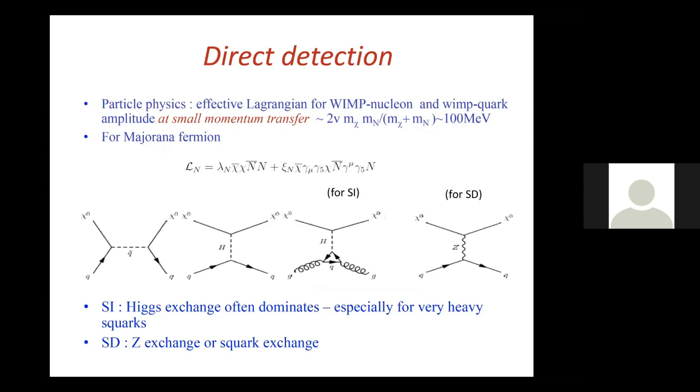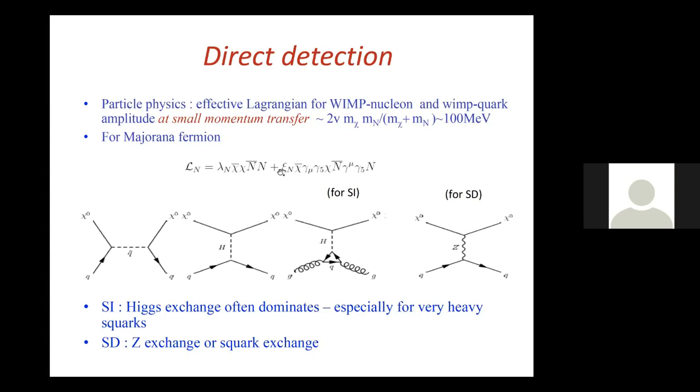From the particle physics side, since this interaction occurs at very small energy, it's actually possible to write generic effective Lagrangians for the WIMP-nucleon and WIMP-quark amplitude at small momentum transfer. The typical momentum transfer is given by the dark matter velocity, which is about one thousandth of the speed of light, times the reduced mass of the dark matter and the nucleon. And if you substitute, for example, a xenon nucleus, you end up with a momentum transfer of about 100 MeV.